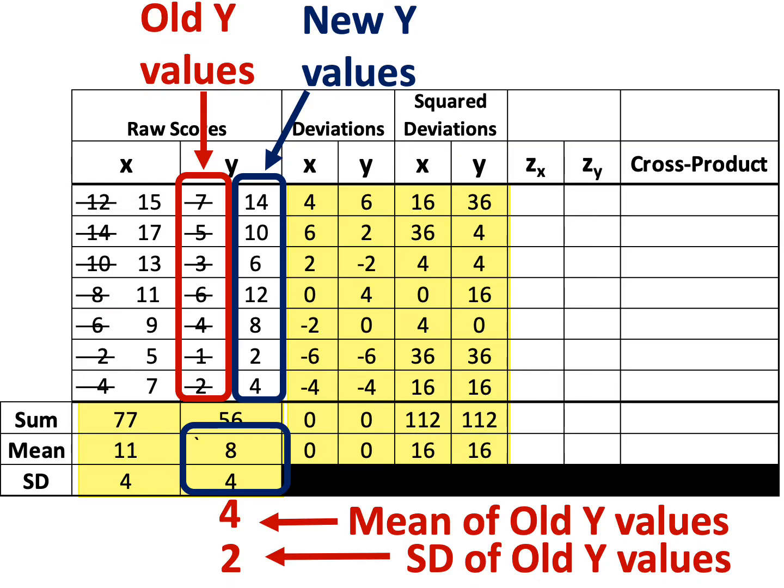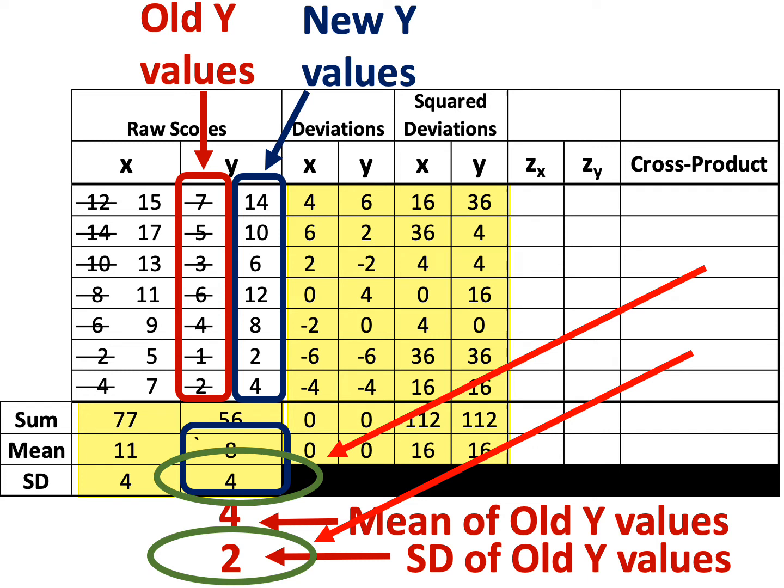Now let's look at the standard deviations. Here is the standard deviation of the old y values, which is 2. And here is the standard deviation of the new y values, which is 4. To get the new y values, we multiply the old y values by 2. So what happened to the standard deviation? When we multiply the old values by 2, we also multiply the standard deviation by 2. Remember, the standard deviation measures the typical distance of the values from their mean.